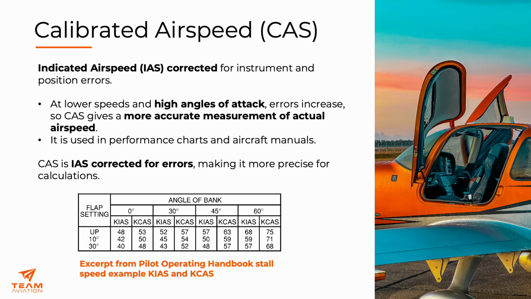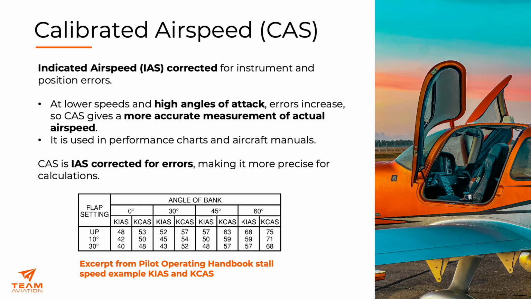Calibrated airspeed is indicated airspeed that has been corrected for instrument and position errors. These errors occur due to the way air flows around the aircraft and the sensors used to measure speed. At lower speeds and high angles of attack, these errors become more noticeable. As a result, calibrated airspeed provides a more accurate measurement of the aircraft's actual speed through the air.